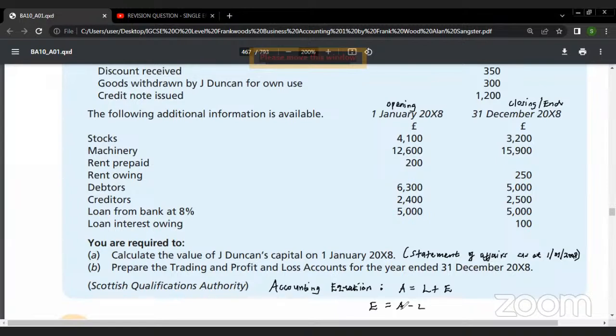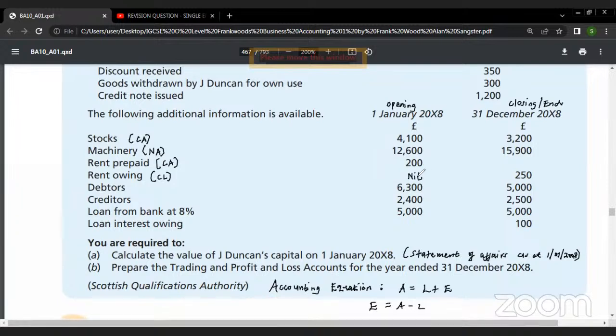So we already have the opening balances here. Those are the balances as at 1st January 2008. So it's just a matter of knowing this is an asset, this is a liability. Stocks, these are assets, current assets. Machinery, these are non-current assets. Rent prepaid, this is a current asset. Rent owing, this is a current liability. But of course, at the start of the period, there is no opening balance for rent owing.